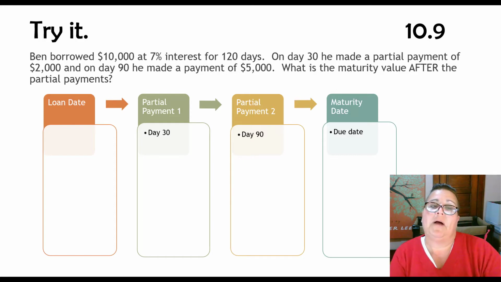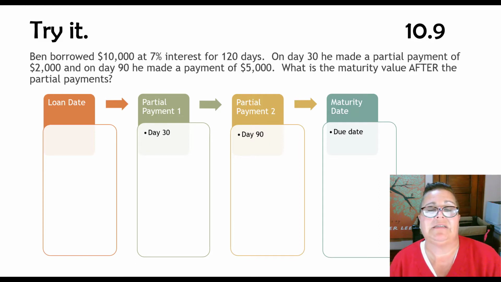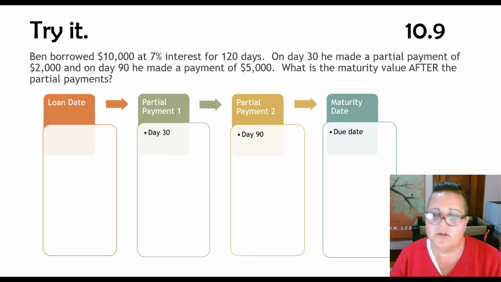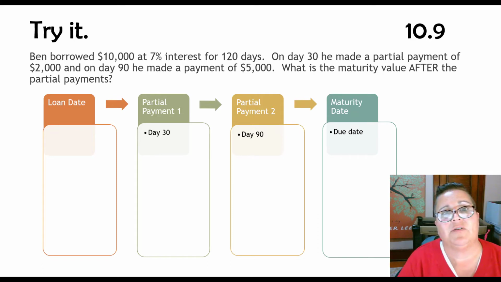So Ben is going to borrow $10,000 at 7% interest for 120 days. We haven't said why. On day 30, he's going to make a partial payment of $2,000, and on day 90, he makes a partial payment of $5,000. No judgments on where those monies came from. We just know that on day 30, he's got $2,000 to apply to the loan, and on day 90, he's got $5,000. What is the maturity value after these partial payments? So what's the remaining balance, essentially, after they make these partial payments?